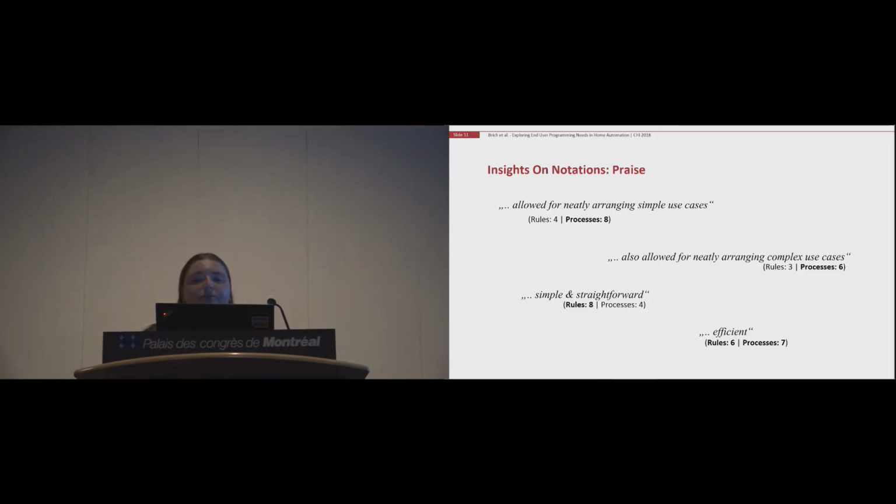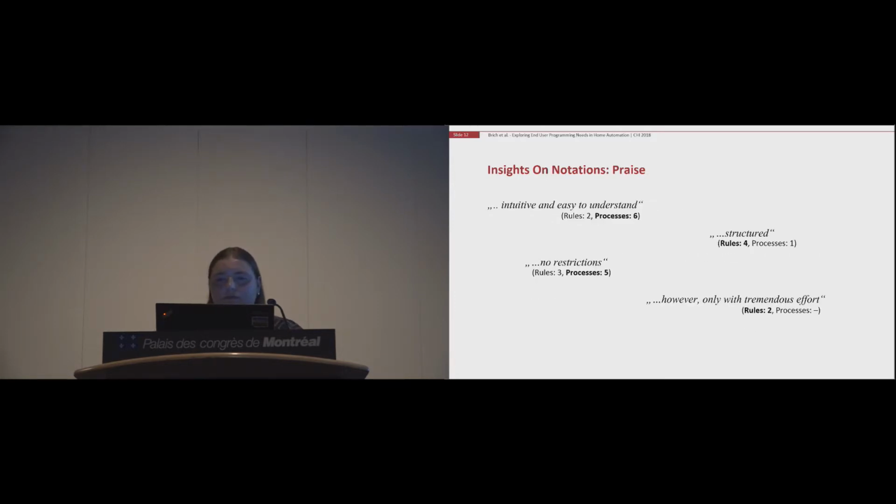Most process participants found their notations suitable for simple and complex use cases, while only about half of the rule participants felt the same for their notation. Rules were, however, more pronouncedly described as simple and straightforward, but both groups found their notation to be efficient. Process users overall found their notation to be intuitive, while some rule users valued the structured approach of their notation.